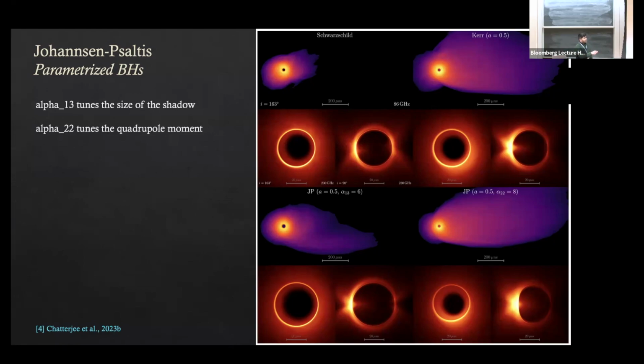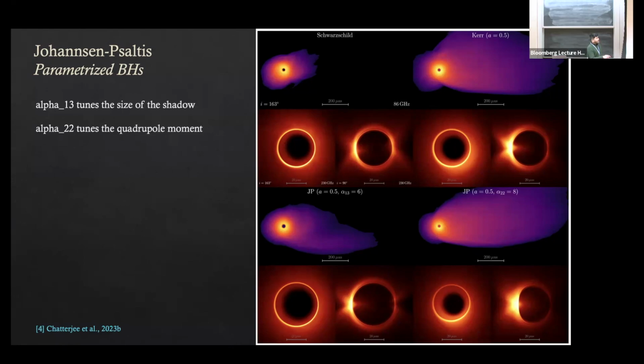So what you can see, there are 4 sets of panels here. At the top is the 86 gigahertz image, which shows jets at much larger scales. The dynamic range here we've chosen as 10,000. In the bottom left is the image at 230 gigahertz for M87 inclination, 163 degrees. And this is the same image of the same black hole, but when viewed from the equatorial plane.